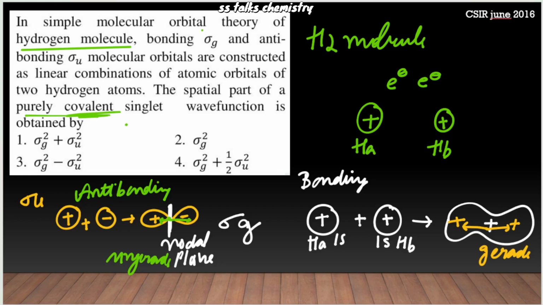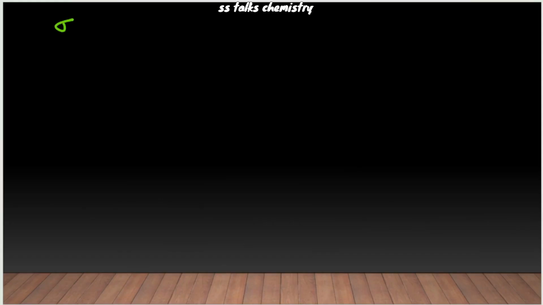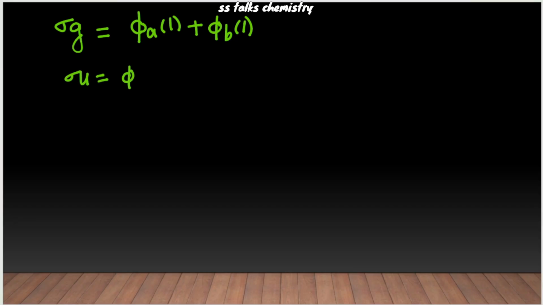You see here in terms of sigma g and sigma u, it has been given. From the linear combination, we can see that sigma g would have been formed if the positive lobes are overlapping. So phi A, for the first electron that we are considering, of the atom A, is overlapping with a plus phi B of the first electron of the other atom B. And sigma u would have been formed if phi A1 is overlapping with the negative phase, so minus is coming, of the atom B containing the first electron. So this is sigma g and sigma u.